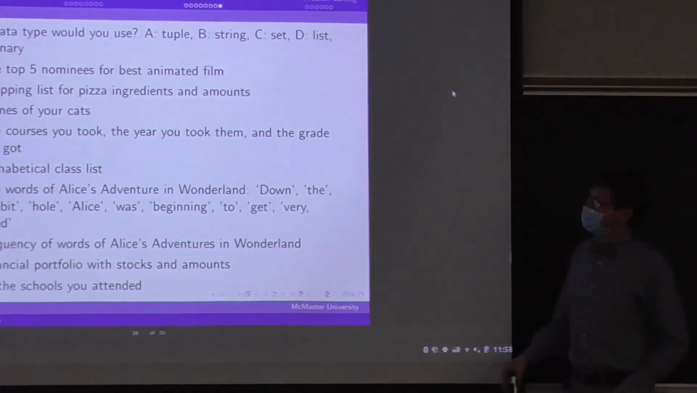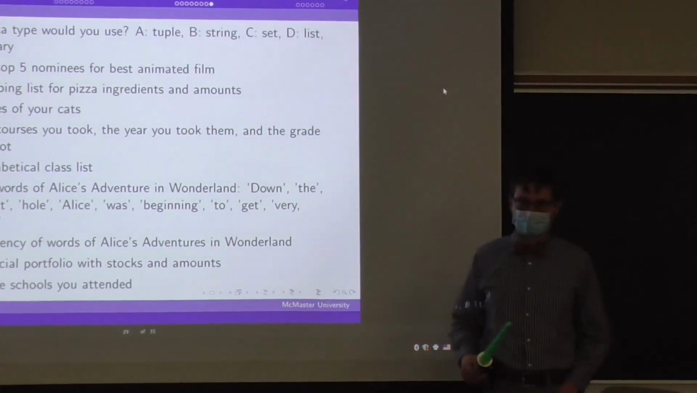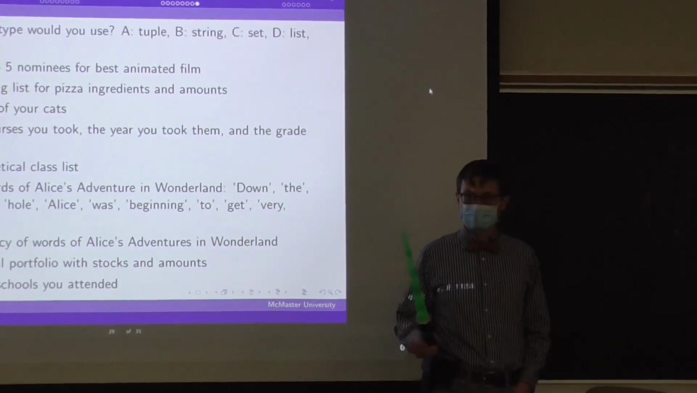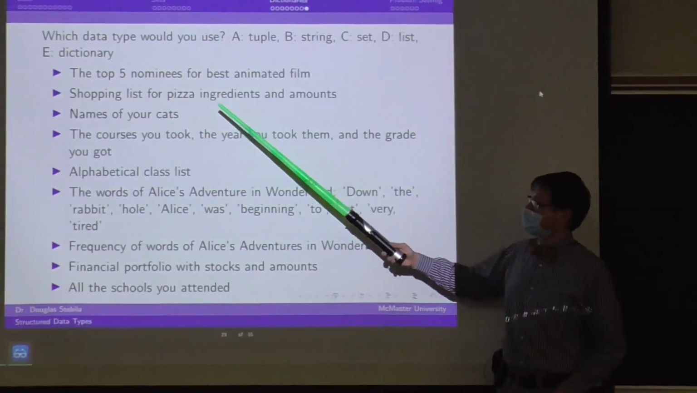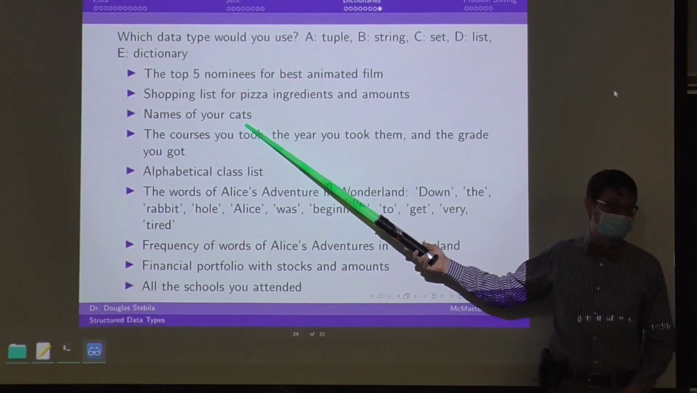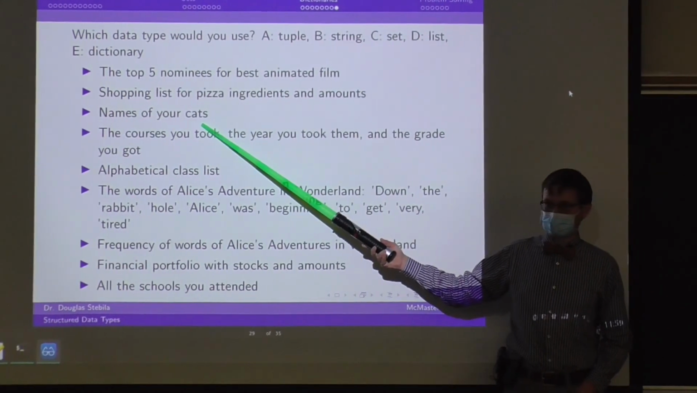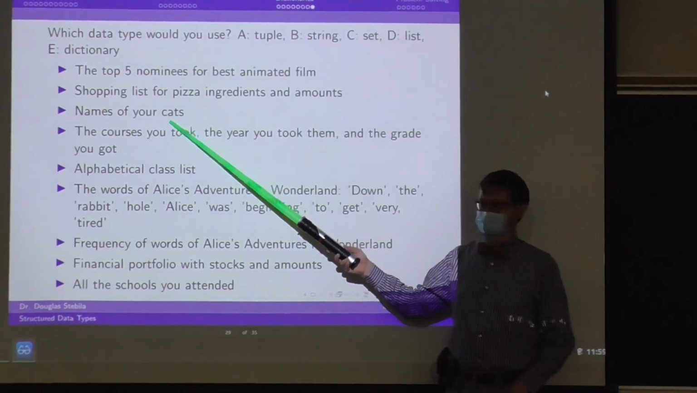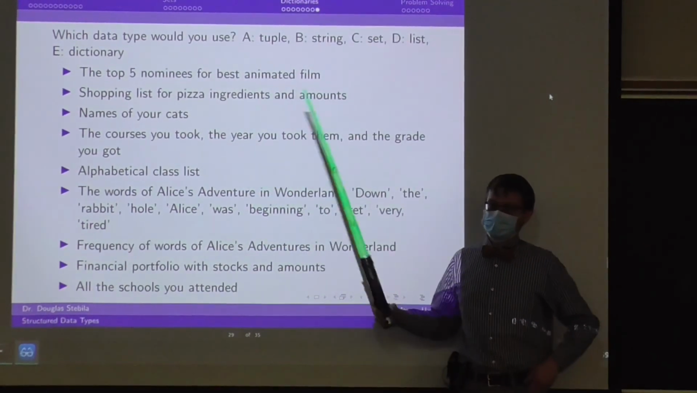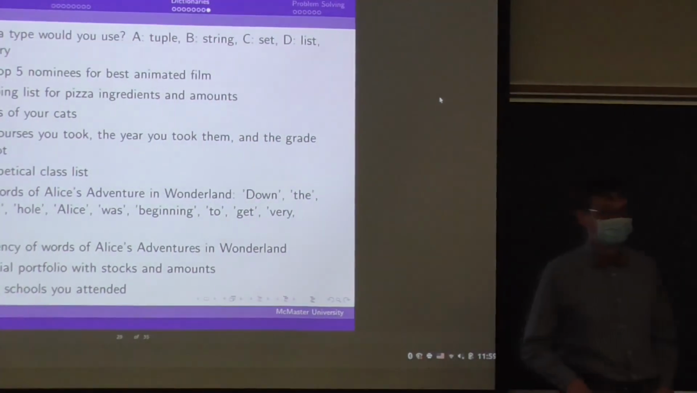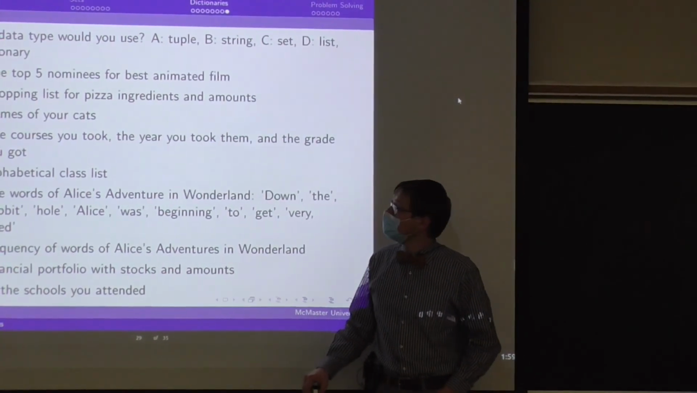Shopping list for pizza ingredients and amounts. Call it out. What kind of data structure should we be using? Dictionary, yes, because we are relating one thing to another. The names of your cats. What do you think? Tuples, sure. List, yeah, depending on whether your cats are mutable. If you don't want to give priority to one of your cats over the others, then you might use a set. But we all know that you would have a favorite cat.